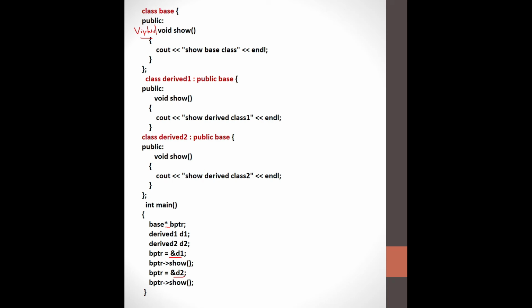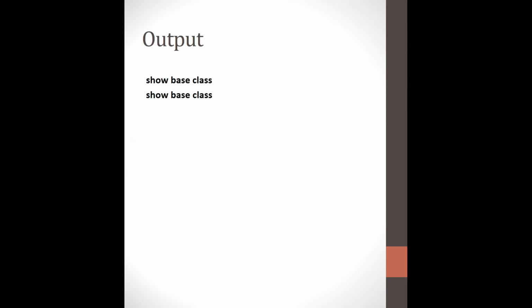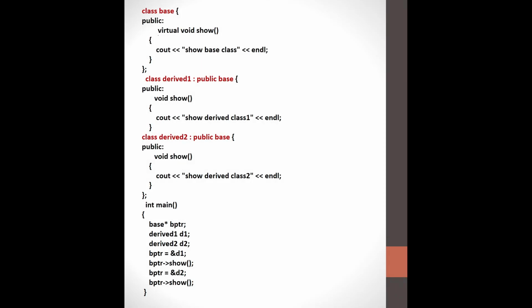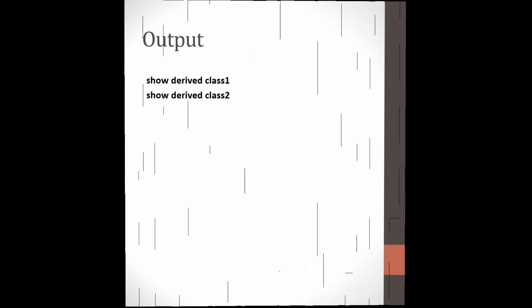Now tell me, is it an overriding member function? Yes, it is an overriding member function because every class has the same function name. So if you are not using the virtual keyword, the output would be show base class, show base class. Suppose I'm using the virtual keyword, my output would be show derived class 1 and show derived class 2. Okay, fine. So hope you have understood clearly the concept of virtual functions.